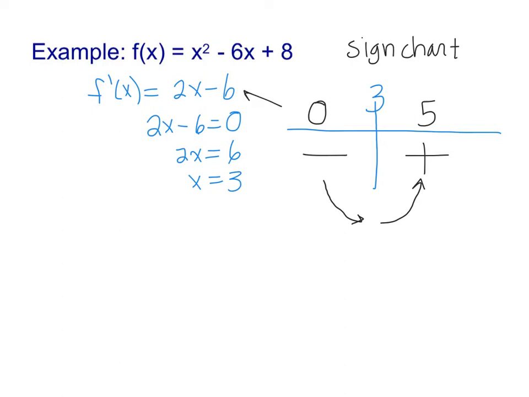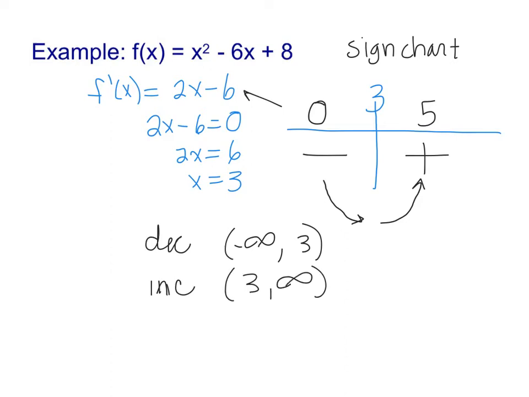All right, so I know that it's decreasing from negative infinity to 3, because it's negative. And then it's increasing from 3 to positive infinity because it's positive on that side. Now, when we get to the first derivative test, we're going to talk about what this means in terms of extrema.